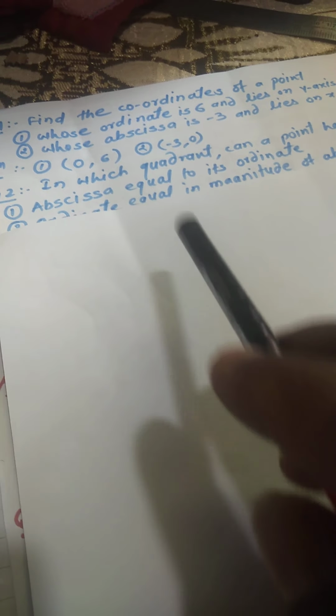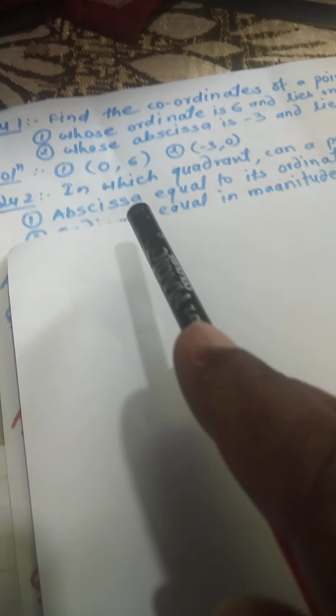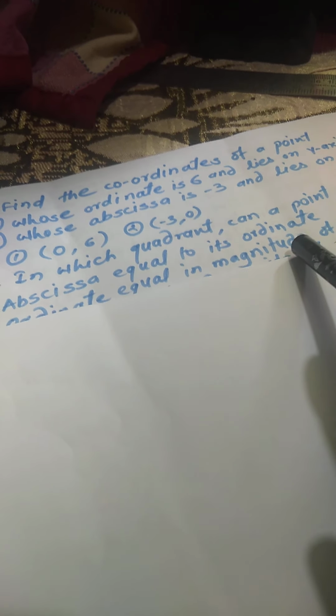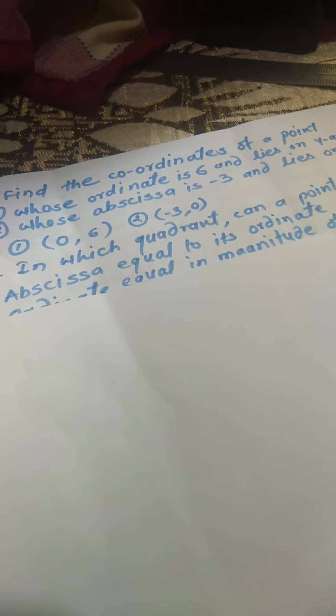In which quadrant can a point lie? In which quadrant will these points lie? That we have to write. Now the first question, read the question carefully. Abscissa equal to its ordinate. What is abscissa equal to its ordinate? Abscissa means x coordinate. Ordinate means y coordinate.